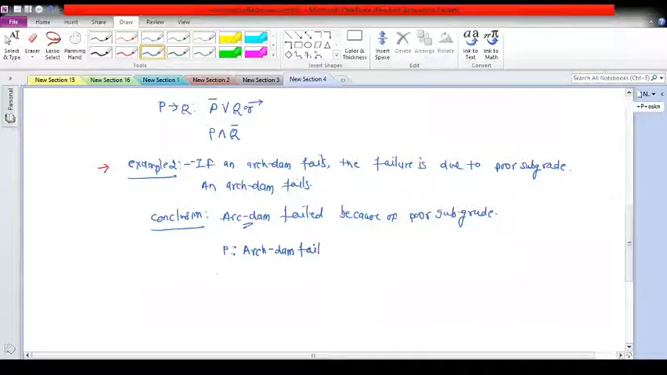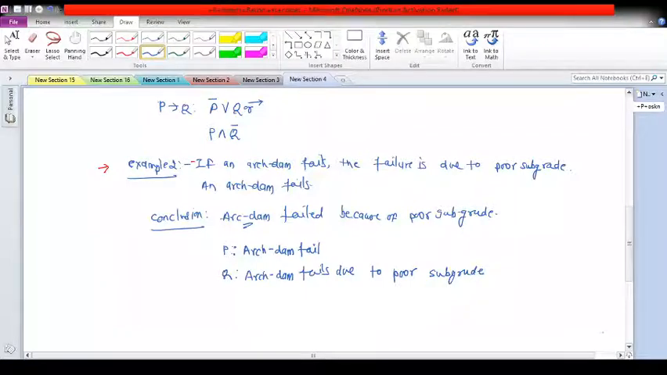Okay, then Q is the symbol I will write, which is defined as "the arch dam fails". This first statement, the arch dam fails, is due to poor subgrade. Now let us define the overall example 2 in symbolic form.